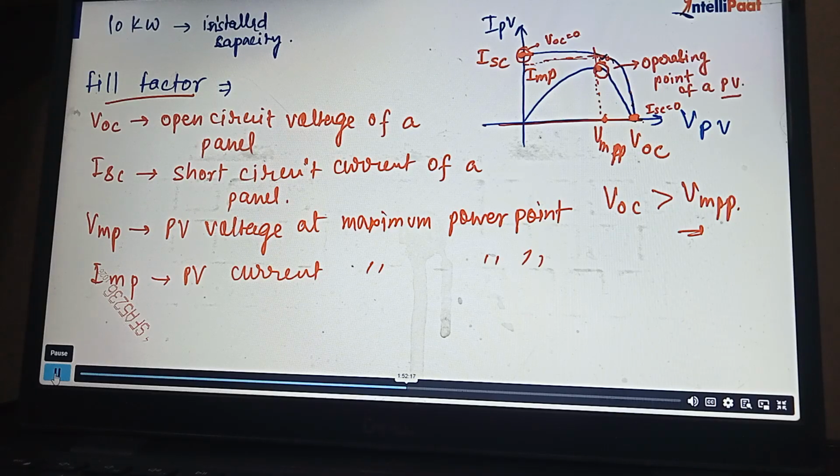Operating point of a PV panel. Now, this is the operating point. Explain that again. On the x-axis, what is the value of y? What are the coordinates at this point? VPV, 0. The coordinates at this point.